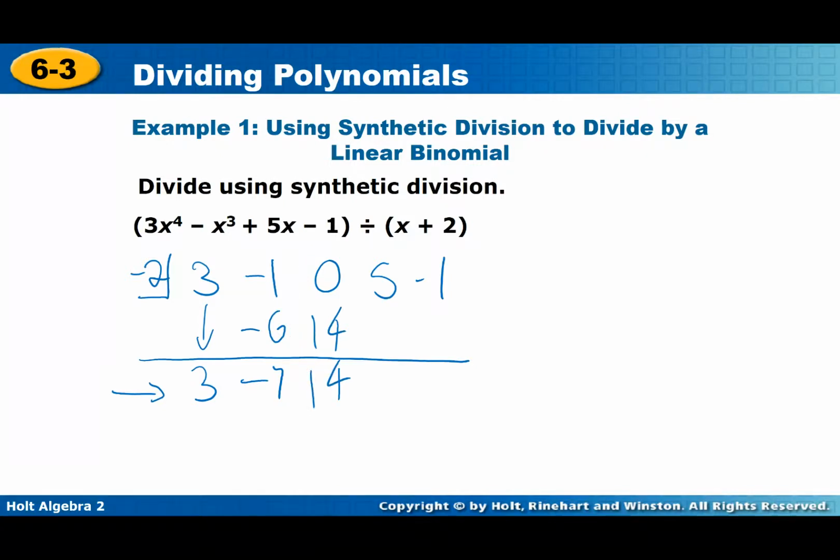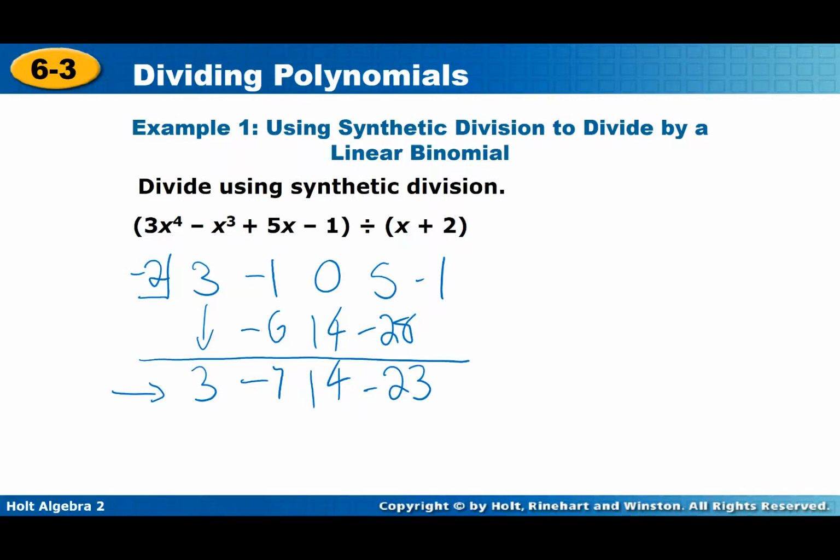All right, now again, any number that goes below the line is getting multiplied to that a value. So now it's 14's turn. 14 times -2 is -28. And that product's going to go under my 5. So now add them up, 5 and -28. Well, 5 minus 28 is -23.